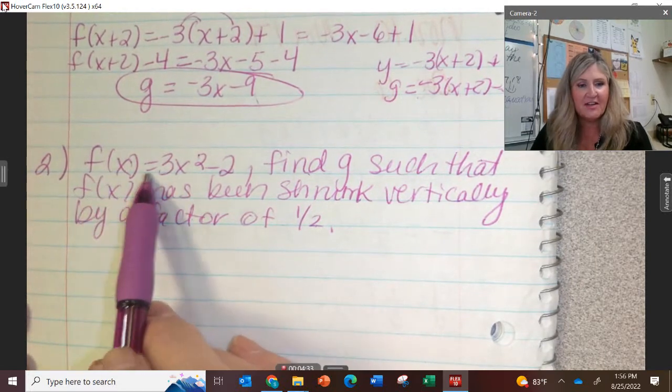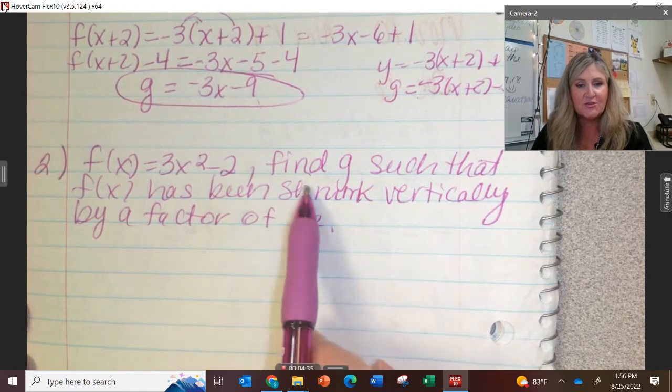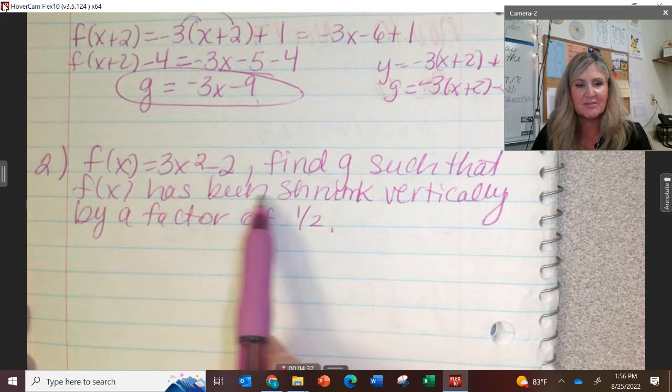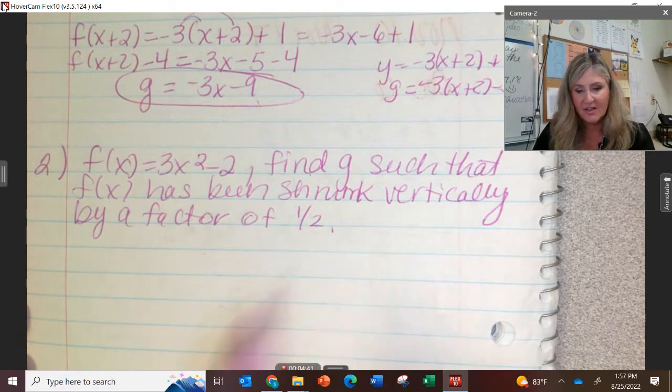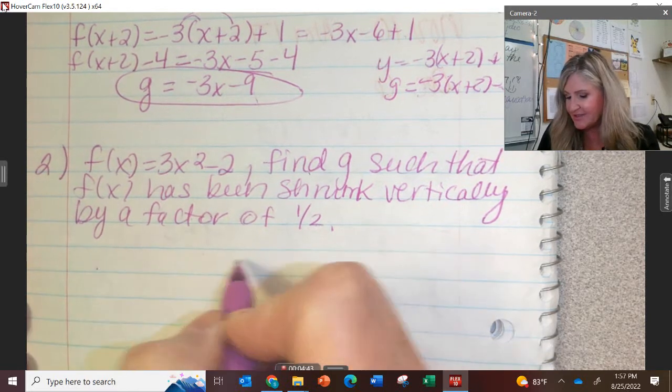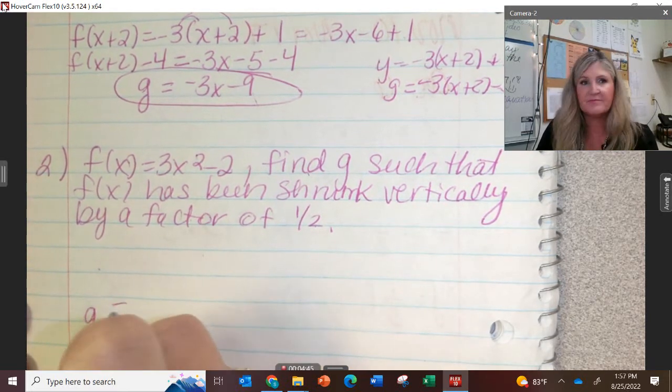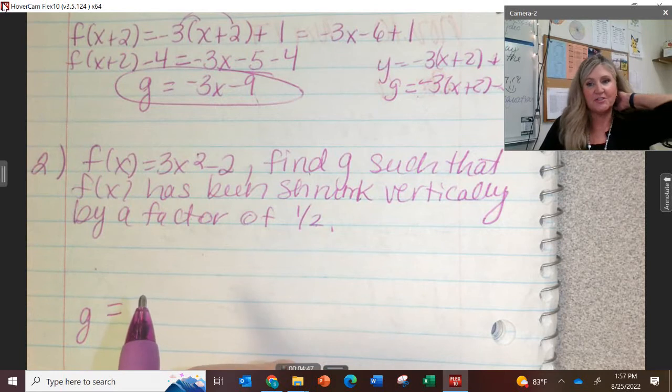Here was our function, f of x equals 3x squared minus 2. Find g such that the function has been shrunk vertically by a factor of 1/2. Okay, anybody think they know the answer for g? Raise your hand if you know the answer to what you think g might be.